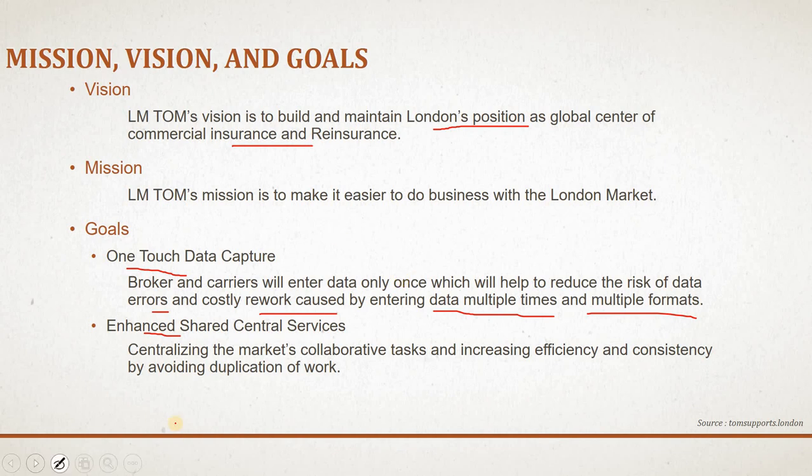The second important thing is enhanced shared services: centralizing the market collaborative tasks and increasing efficiency and consistency by avoiding duplication of work. They want to build shared services on which they can do business very efficiently, so that they can avoid duplication of work, and by virtue of that they can reduce the cost of doing business within the London market.